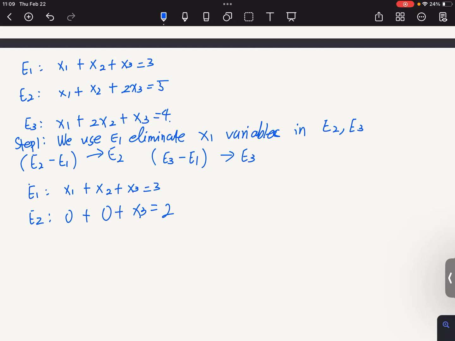And then what about equation 3? We would do the same thing. We use equation 3 subtract equation 1, and then we can get rid of the x1 by this subtraction. After the subtraction, we got 0 here, and then 2x2 subtract the x2 in equation 1, we got x2. What about the third component, x3? x3 subtract x3, we got 0. And on the right-hand side, we have 4 subtract 3, which is just 1. And this is the new system of equations.